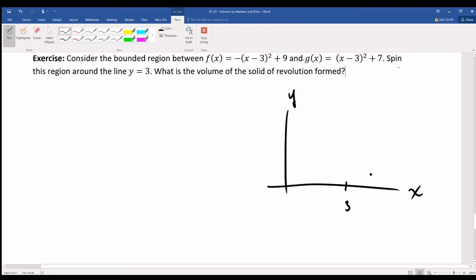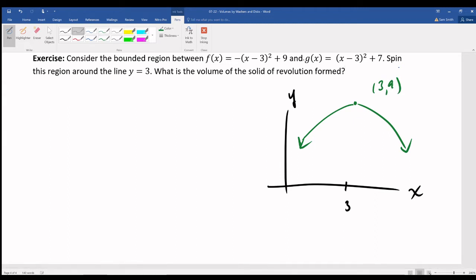my picture going. So here is x equals 3, and f of x is a function that opens down with vertex at (3, 9). Meanwhile, g of x has its vertex at (3, 7), slightly further below, and it's going to open upward.